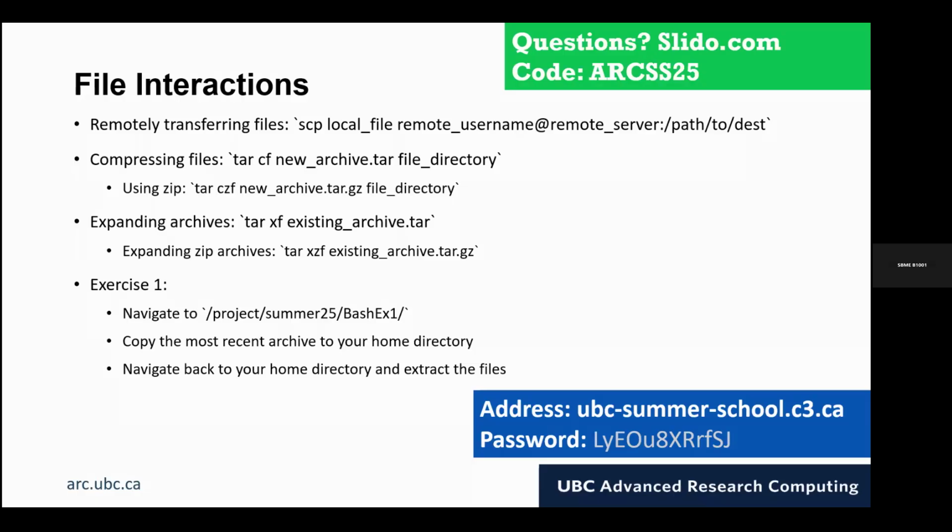And the last part here before we get into our first exercise is we're going to look at how we compress and how we expand archives. So tar is the command in bash that will take multiple files and basically put them together, much as if you had a zip file or an archive on your local system. We do that by specifying tar, CF, and then the name of our new archive that we're making. So that'll be the new archive.tar, and then we give it a file or a directory.